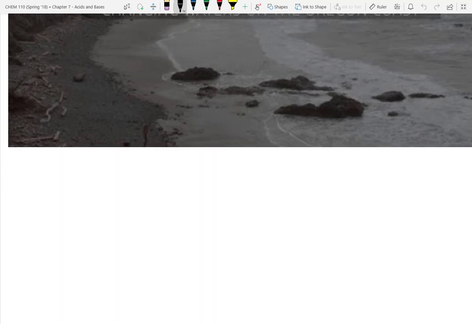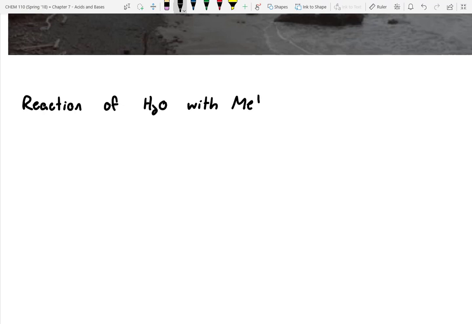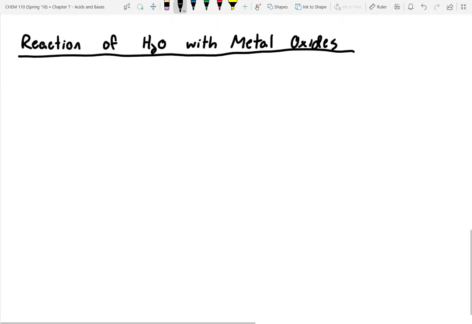And this is the reaction of water with metal oxides. And so previously we looked at sulfur dioxide and carbon dioxide. Those were all non-metal oxides. If you react a metal oxide with water, you actually get the opposite. You will form a base.